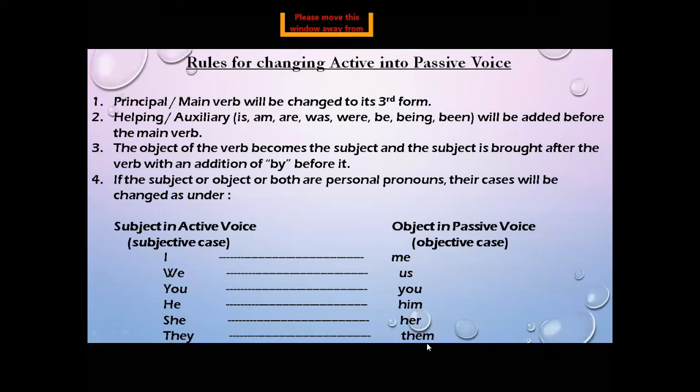And before each of the object, when we write the subject as the object, it is necessary to write by.